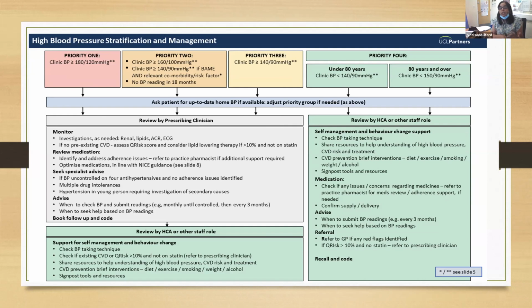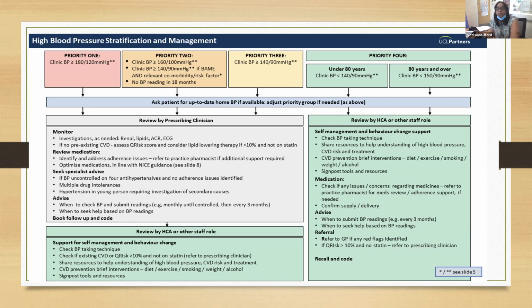So literally you're checking if they're compliant, if they've got side effects, if they've got a problem with the supply, is the chemist delivering on time? You then see how they're doing the blood pressure, make sure that that's been done well. And you advise them when they next need to submit the blood pressure readings and when to seek help, which is a red flag. And the only active bit that you're doing on the computer as such is working out the QRisk. And I'll talk to you about that.